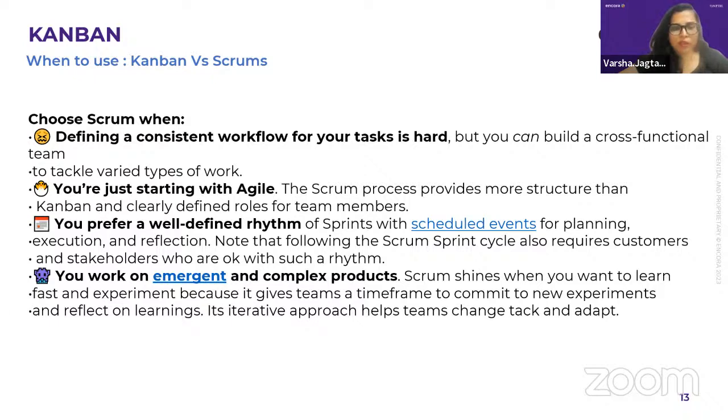You prefer a well-defined rhythm. Maybe it even tells you what to discuss in your meeting. In that much detail, Scrum guides you. So you prefer that, you need to go by the book: this is a meeting, what is the outcome of that meeting? Till that detail, Scrum guides you. So as it is said, sprints come with scheduled events for planning, execution, and reflection.